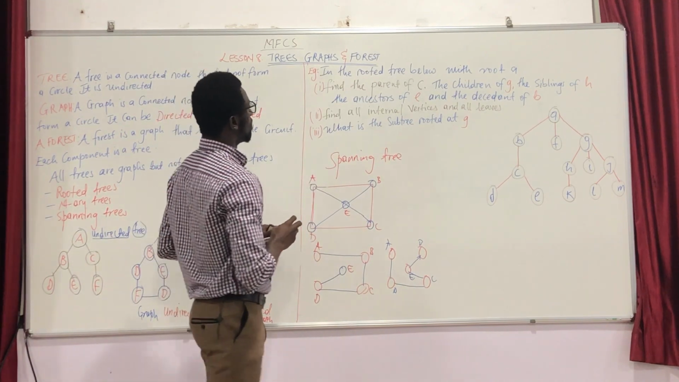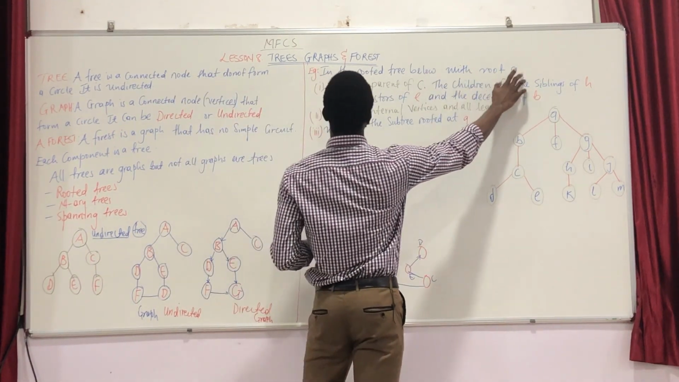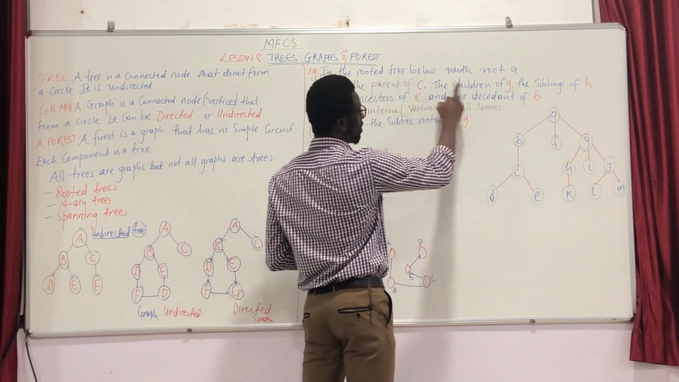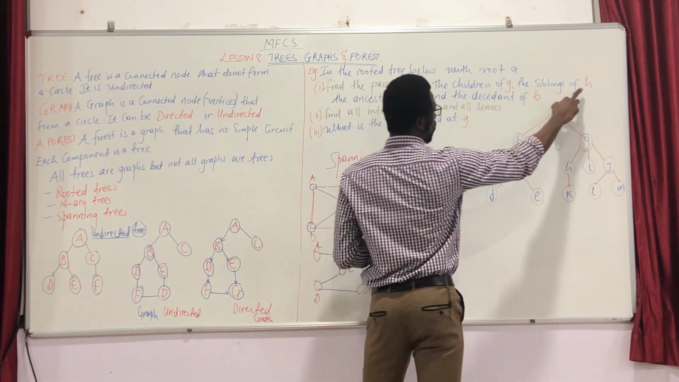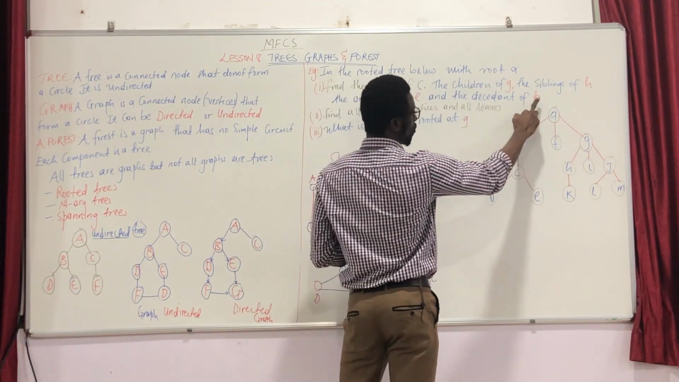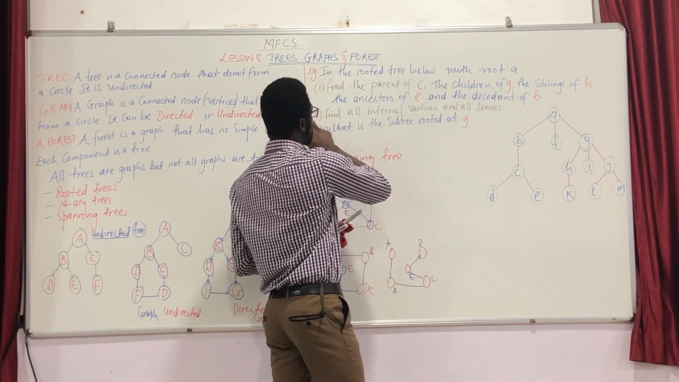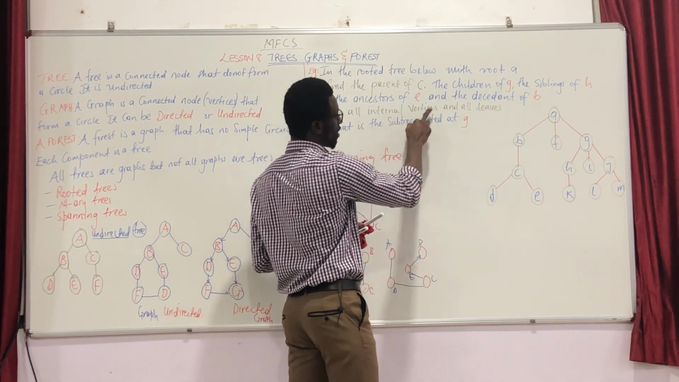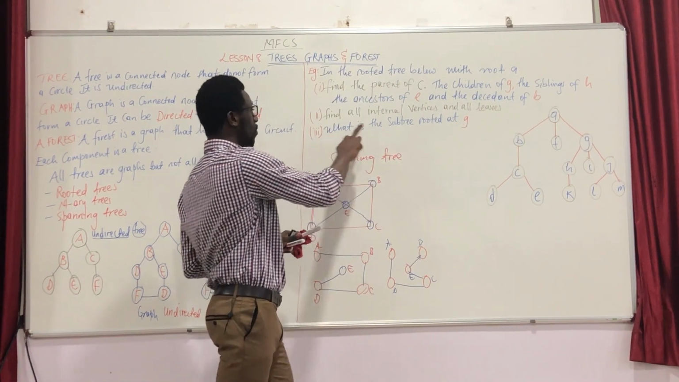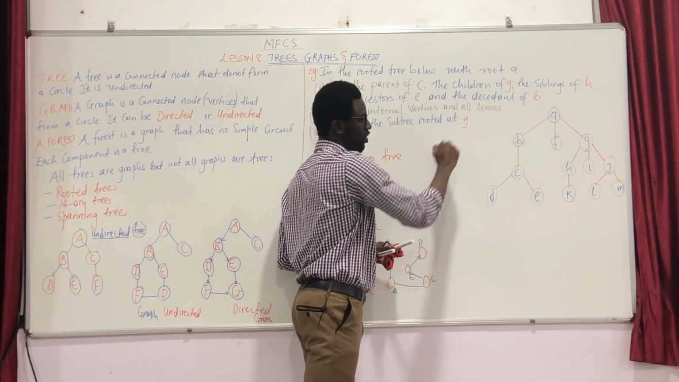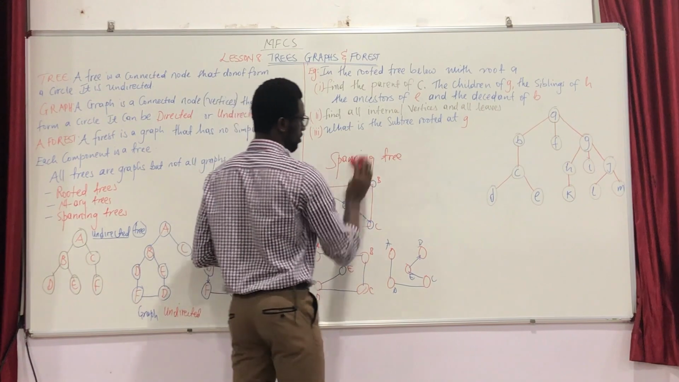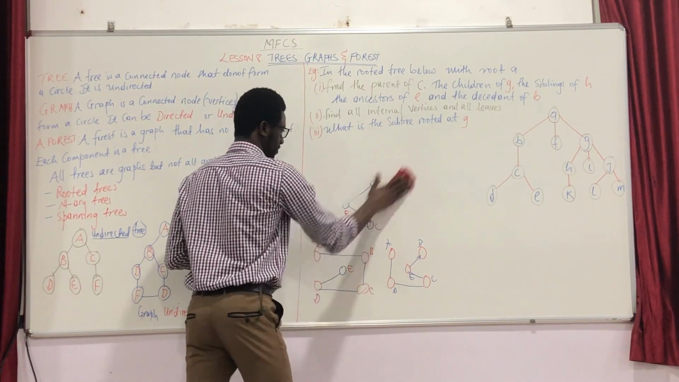It says, in the rooted tree below with root A, the first question here, find the parent of C, the children of G, the siblings of H, the ancestors of E, and the descendants of B. The second part says find all the internal vertices and all the leaves. Then finally, the last one says what is the subtree rooted at G? So let's answer these questions quickly.